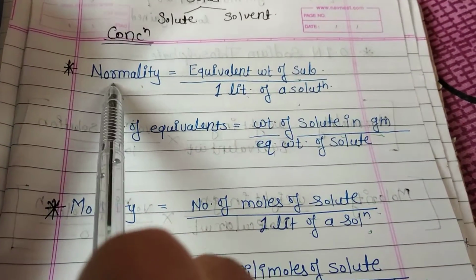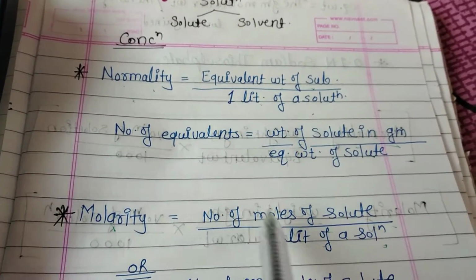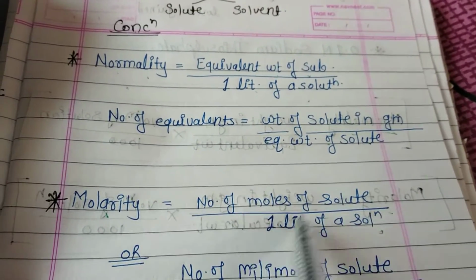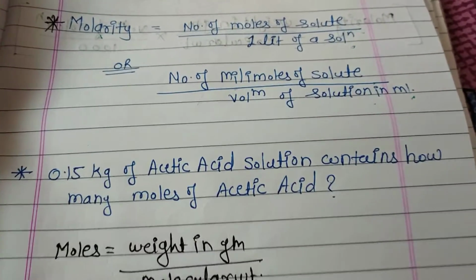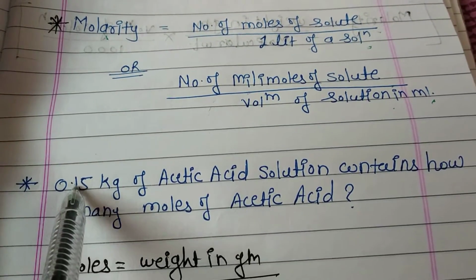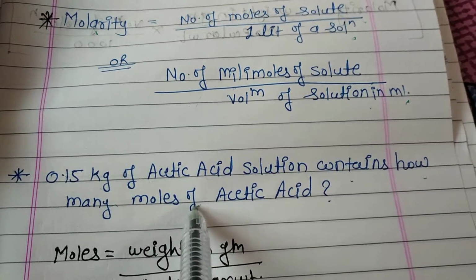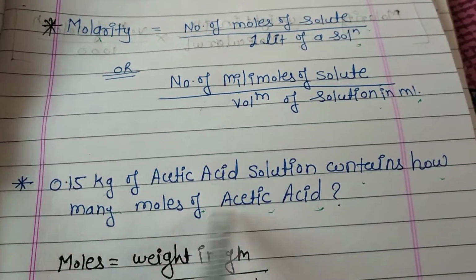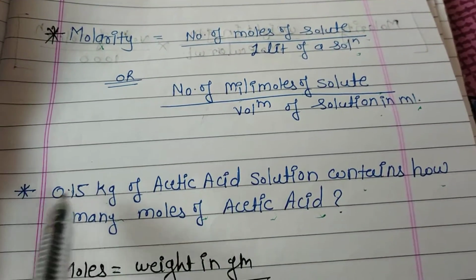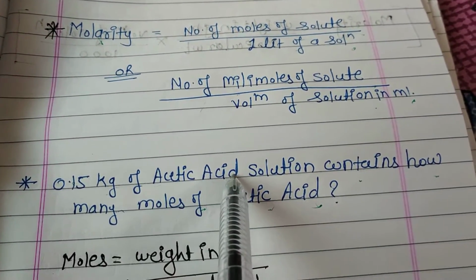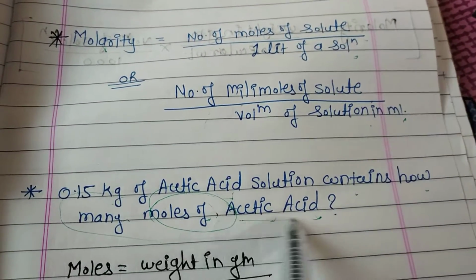So in the concept of normality and molarity, the only difference is related to equivalent weight and the number of moles present. So we consider one simple numerical: 0.15 kg of acetic acid solution contains how many moles of acetic acid. In this type of numerical, there is a solution of acetic acid, and in this solution 0.15 kg of acetic acid is present. So we have to calculate the number of moles of acetic acid.